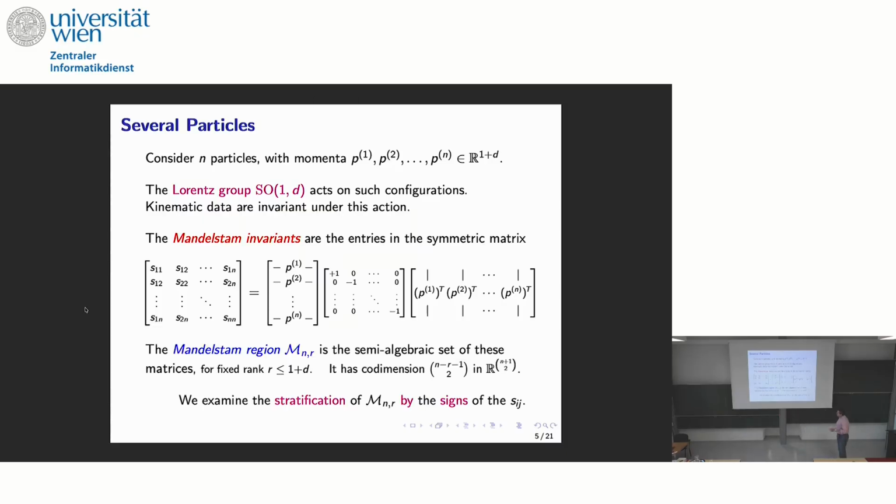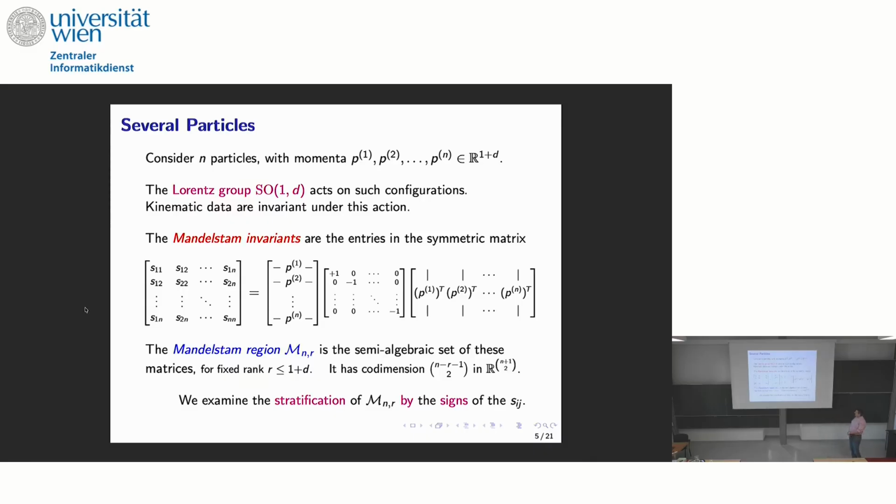So the semi-algebraic set that we're going to be interested in, I'm going to call this the Mandelstam region, M_{n,r}. So this is the semi-algebraic set of these matrices, so all matrices that have such a representation for a fixed rank r. So I'm fixing n, I'm fixing r, and then I'm going to assume I have such a factorization over the real numbers.